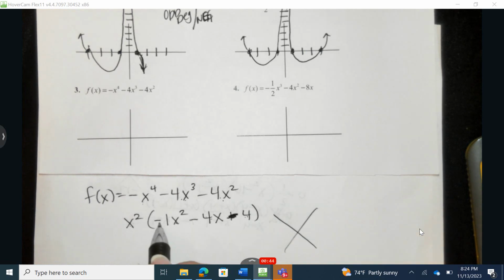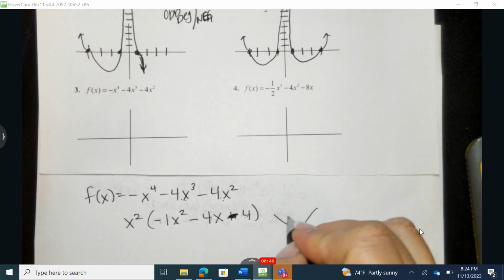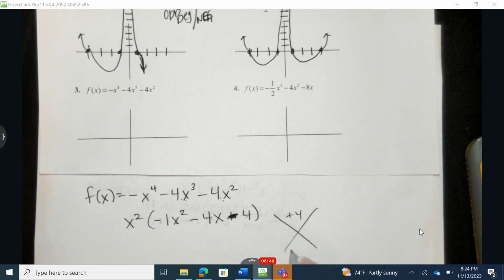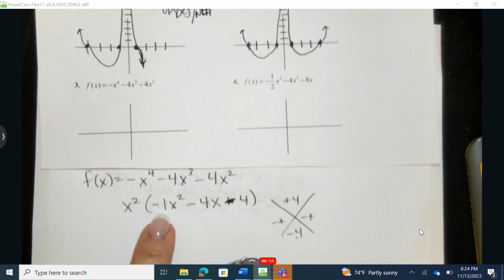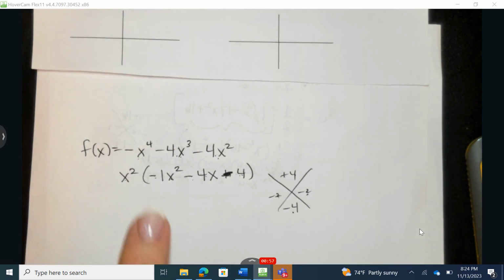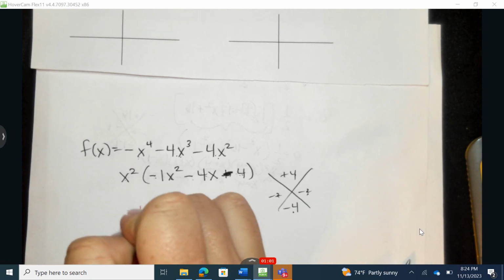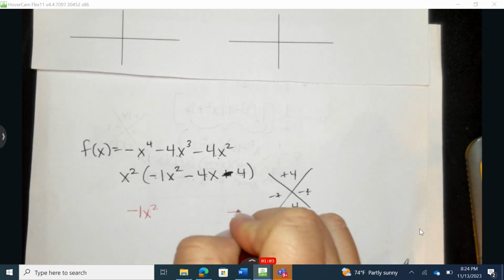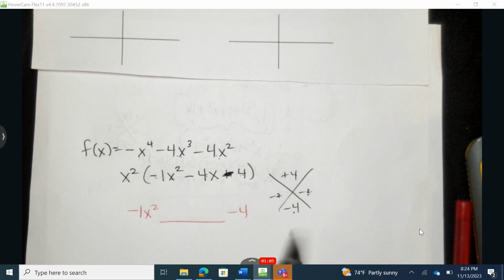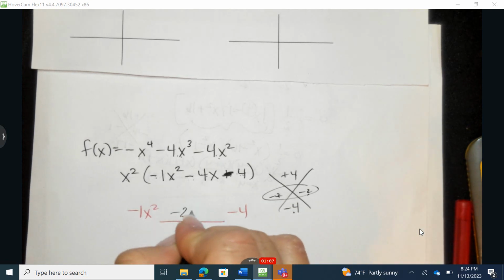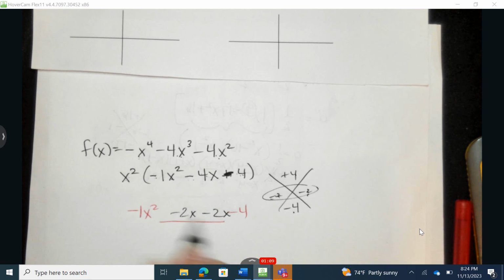So what multiplies to equal a positive 4 and combines to give us a negative 4? Negative 2 and negative 2 multiplies and combines. But whenever the leading coefficient is not a 1, we've got to do a little more work. Remember, that's when we do the AC plus B method. So I put down a negative 1x squared, I put down a negative 4, and then in the middle, I'm dropping down negative 2x and negative 2x.